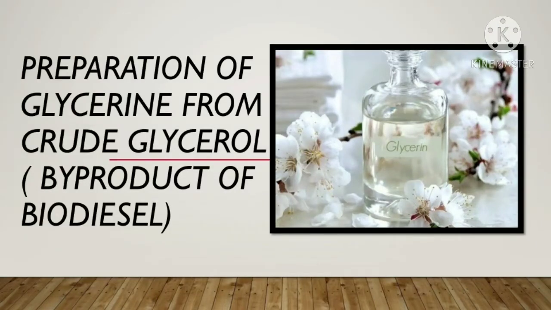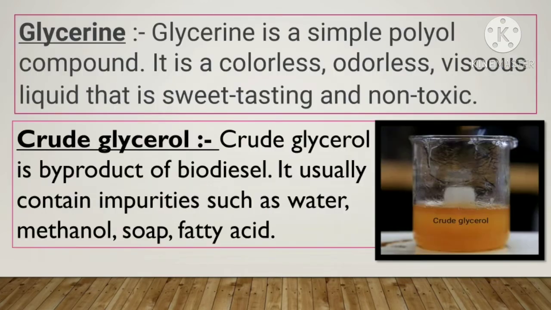Today we are going to learn how to prepare glycerin from the crude glycerol, byproduct of biodiesel. So first of all, we have to know about the glycerin and crude glycerol. Glycerin is a simple polyol compound. It is a colorless, odorless, viscous liquid that is sweet tasting and non-toxic.